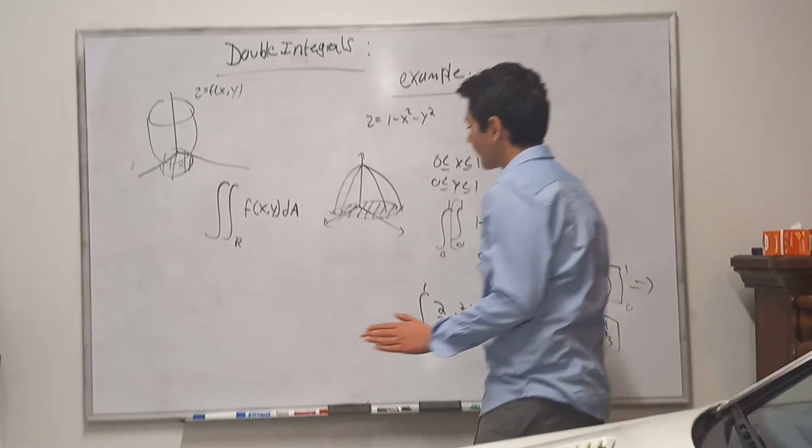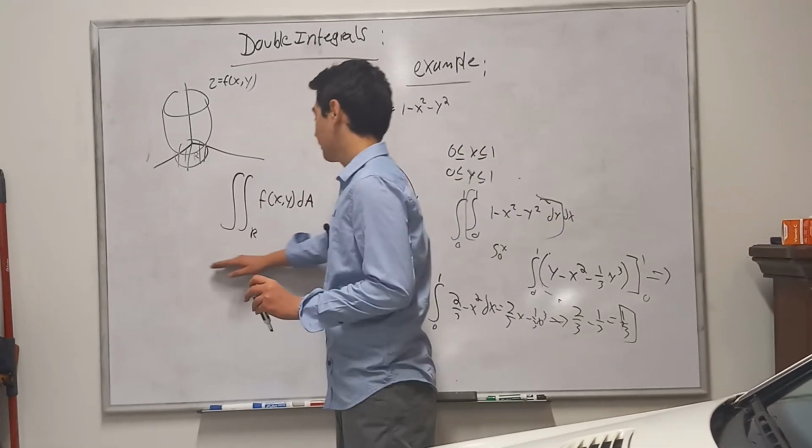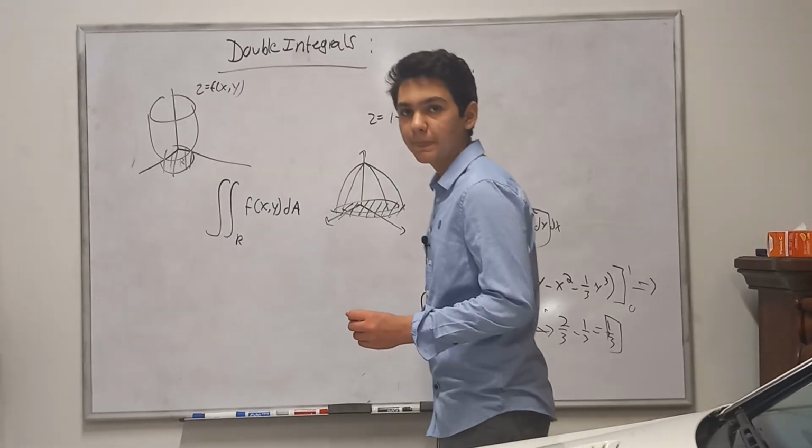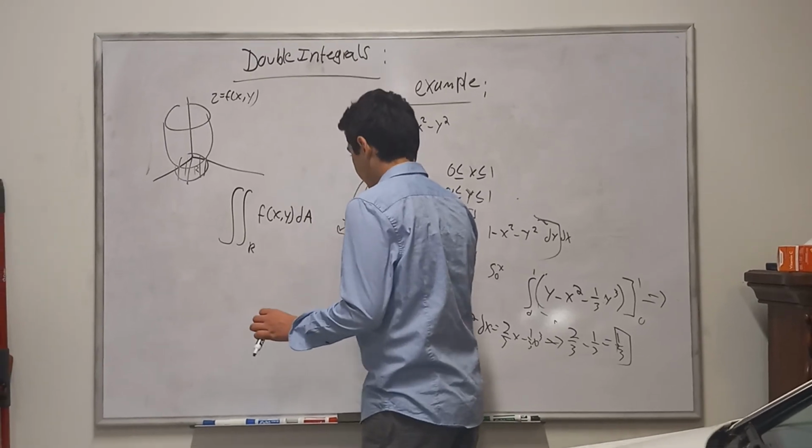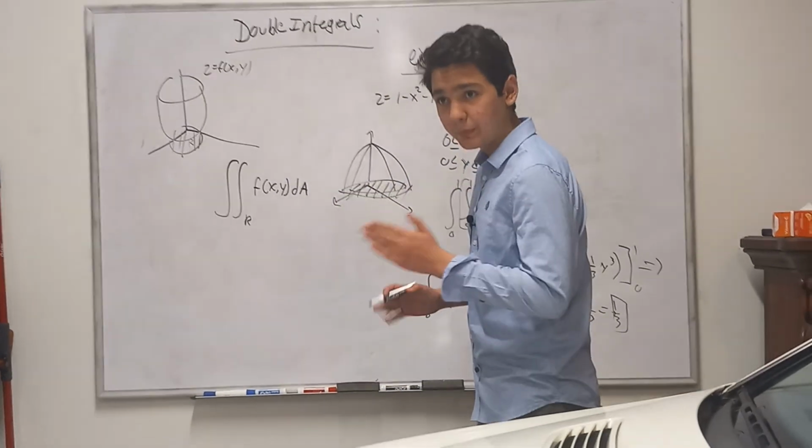Whenever you have a double integral over a region, you always get a real number as the answer. That's just the basics of it. Pretty simple, but it'll get more complicated.